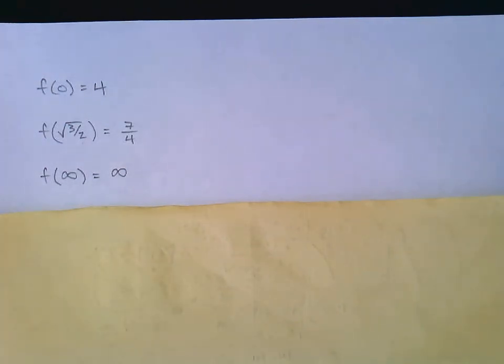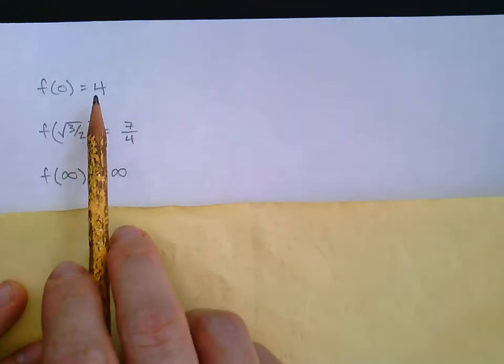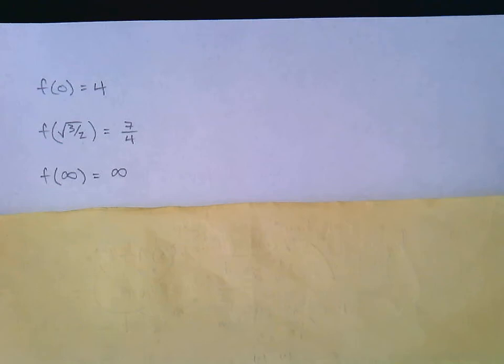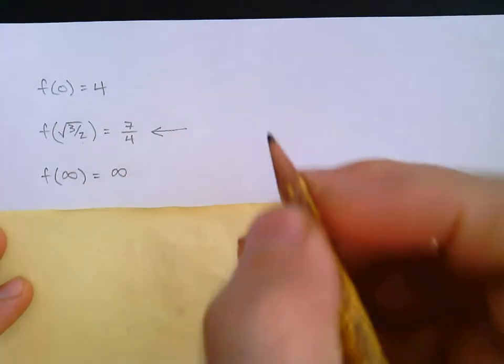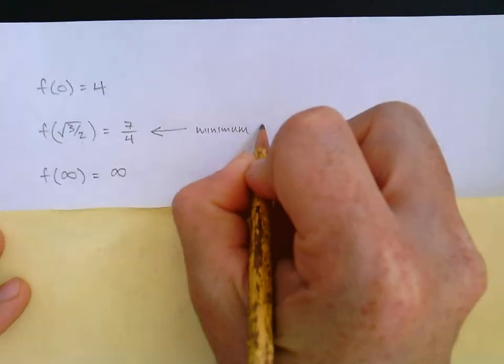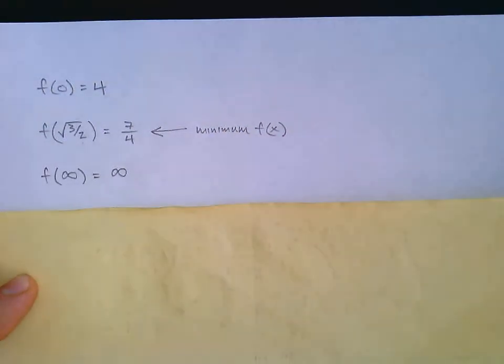So what are we trying to do? Okay, we've got our 3 y values. Here we're looking for the smallest distance. We're trying to minimize. There is the minimum of f of x, 7 over 4. Okay, well done.